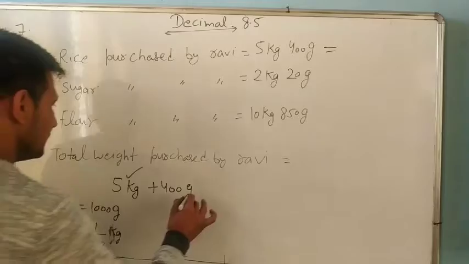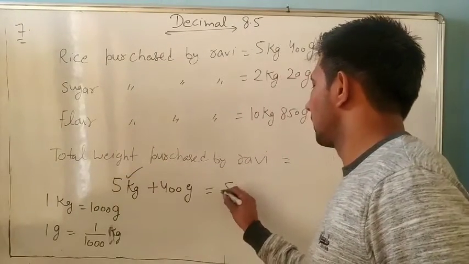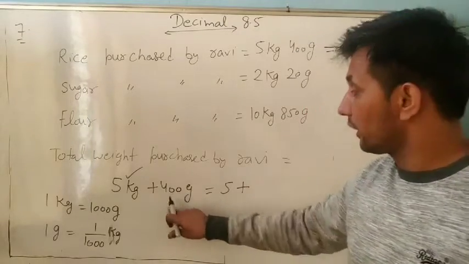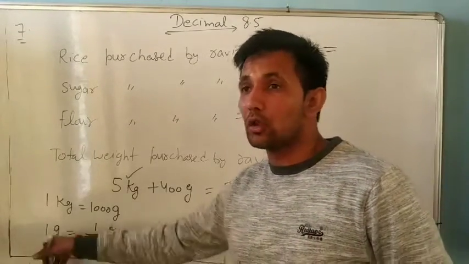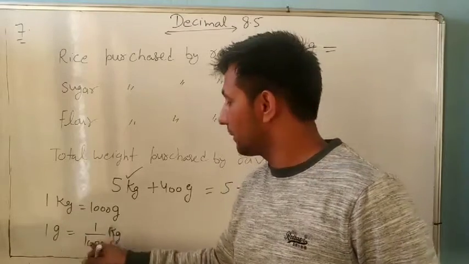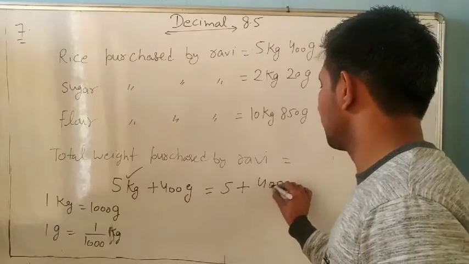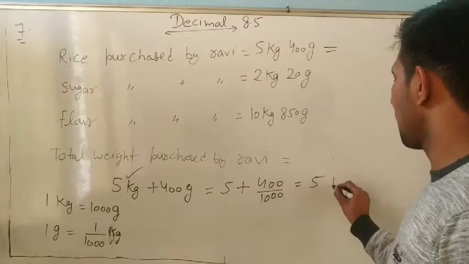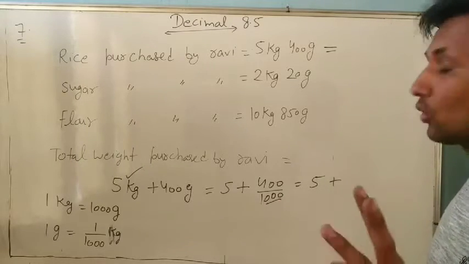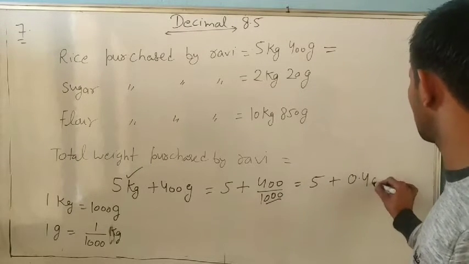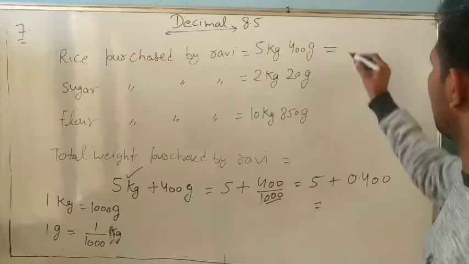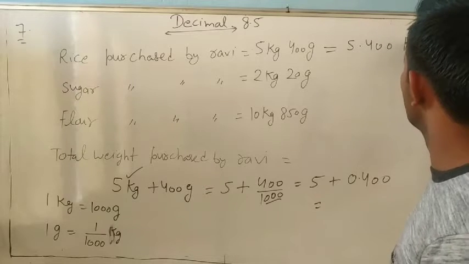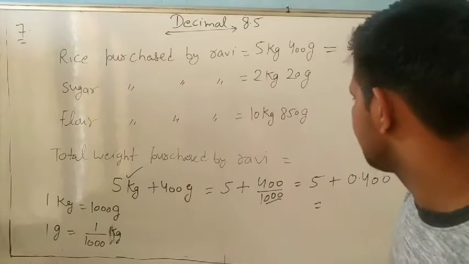And tell me, it is 5 plus, it is already given in kg. Now we will change 400 gram to kg. 1 gram 1 by 1000, 2 gram 2 by 1000, 3 gram 3 by 1000 and 400 gram is 400 by 1000. So you can write 5. How many 0 in denominator? 3. So after decimal there are 3 digits. 400. So it becomes 5.400 and it is kilogram. Understand it?